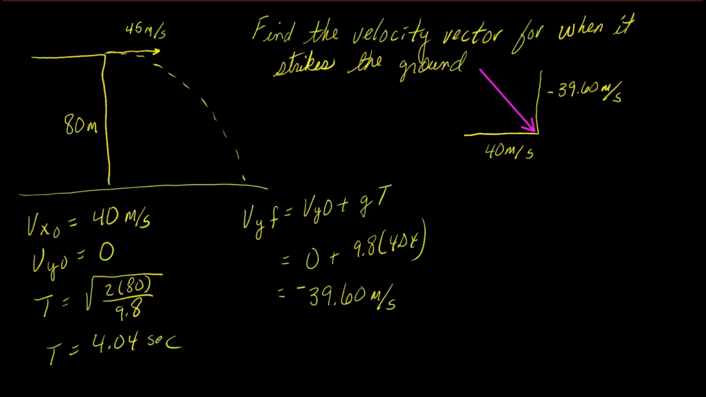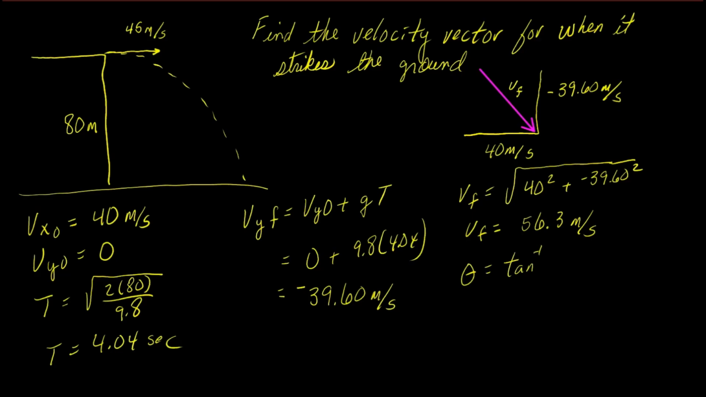So to find my velocity final, it's going to equal the square root of 40 squared plus negative 39.60 squared. So velocity final is going to be 56.3 meters per second.